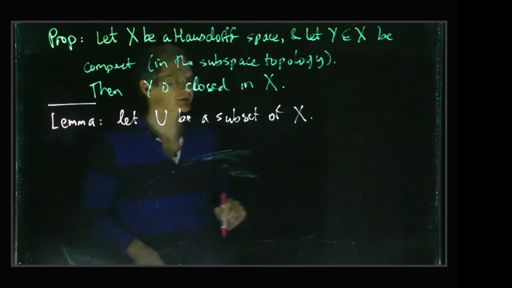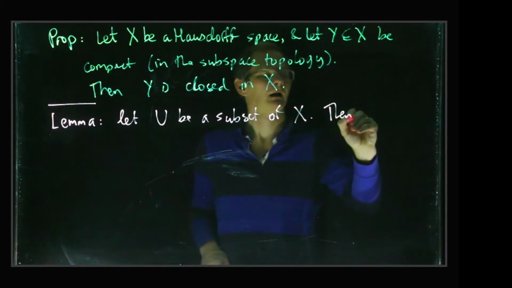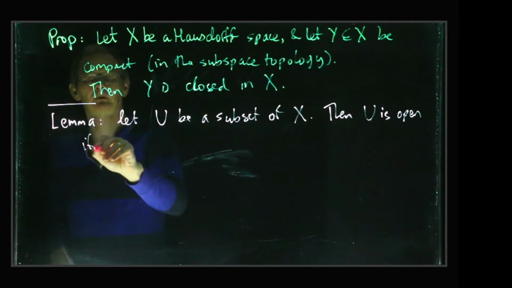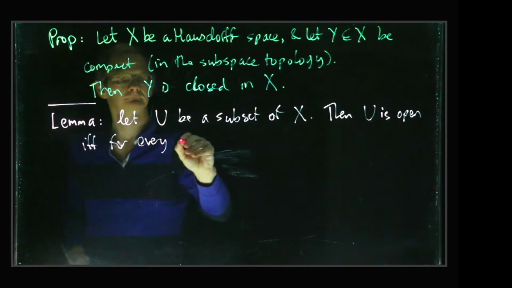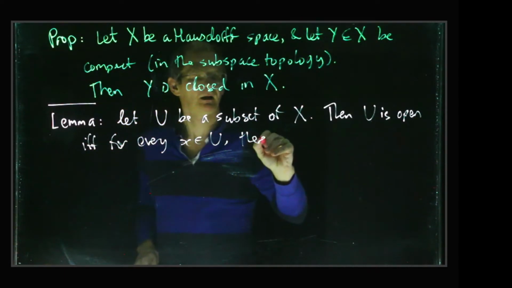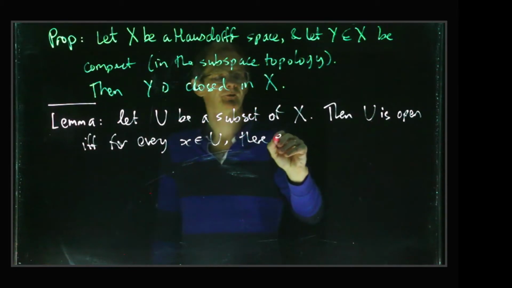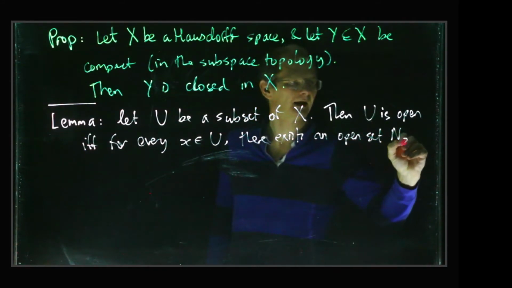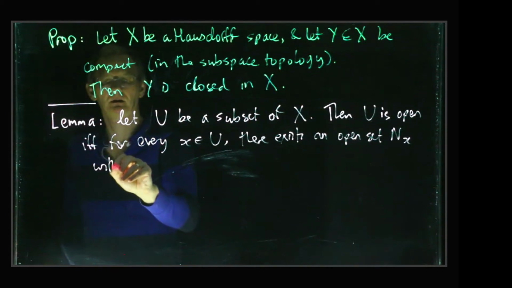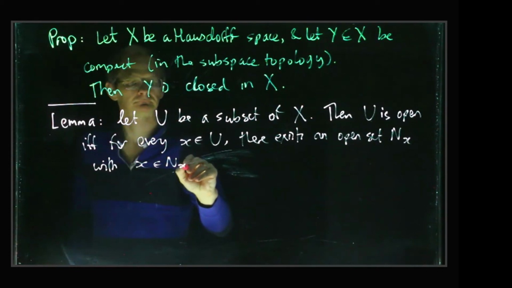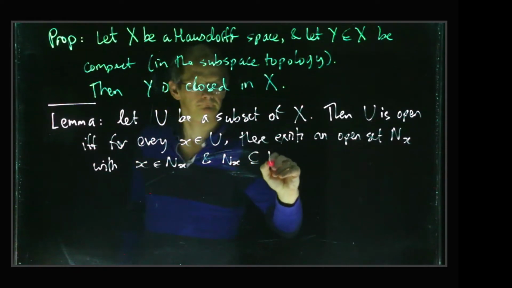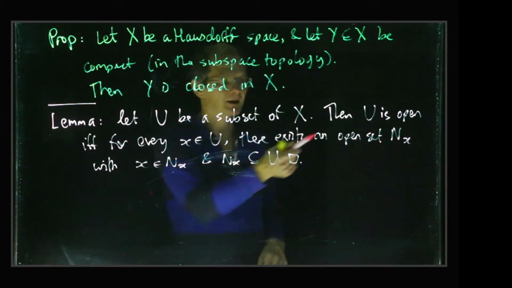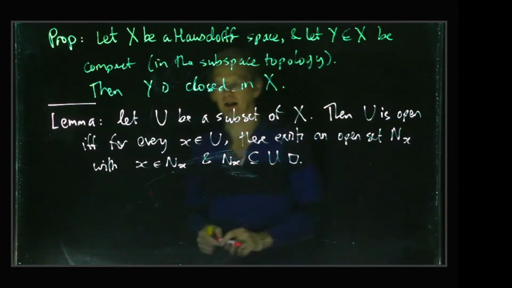So let's suppose that U is a subset of X. Then U is open if and only if for every point x of U there exists an open set, say Nx. x has to lie in Nx, and Nx has to be open, as I said here, and Nx has to be contained in U.